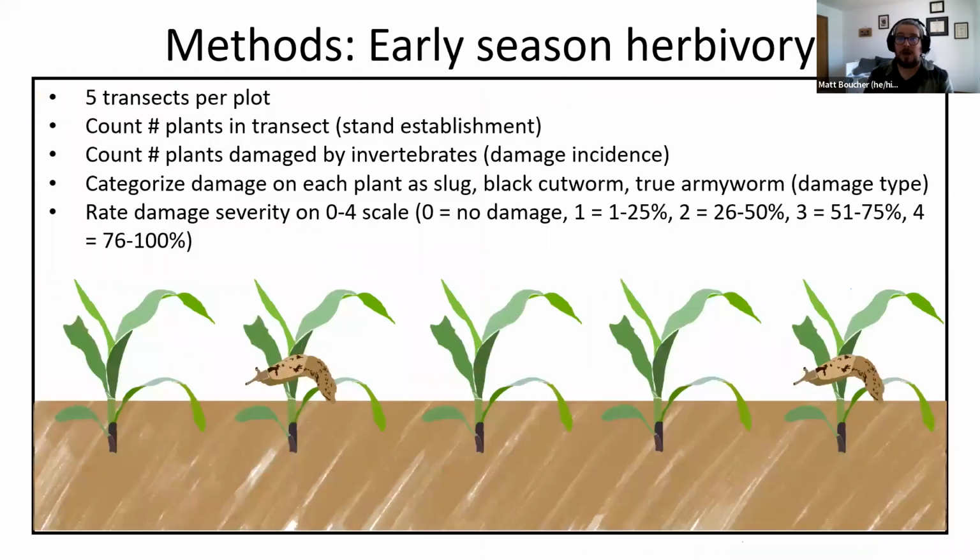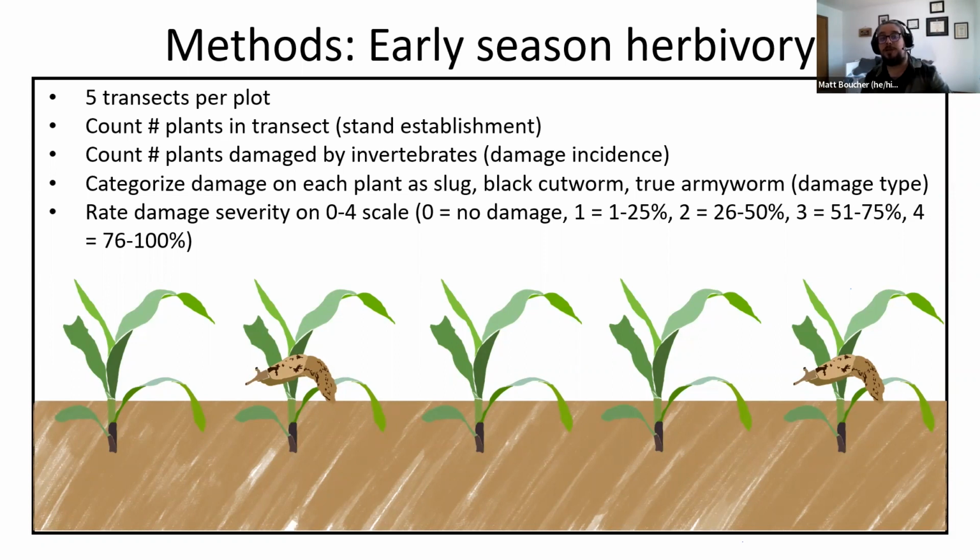Early season herbivory: in each plot, 5 transects, you count the number of plants, that's your stand establishment. You count the number of plants damaged by invertebrates, that's your damage incidence. And then you categorize the damage, and we only chose a few here. So slugs, black cutworm, true armyworm as the damage types we were interested in 2021. And in 2022, we're going to add stink bugs to that because there was a fair amount of stink bug damage across the board.